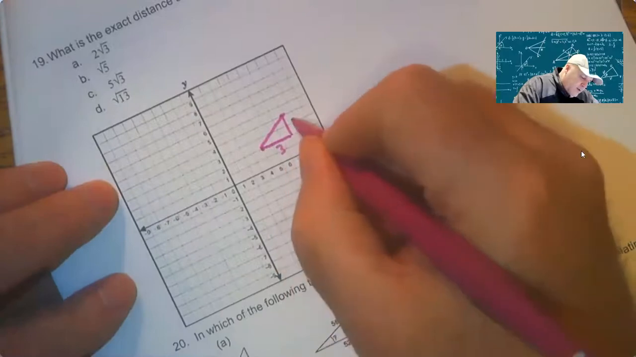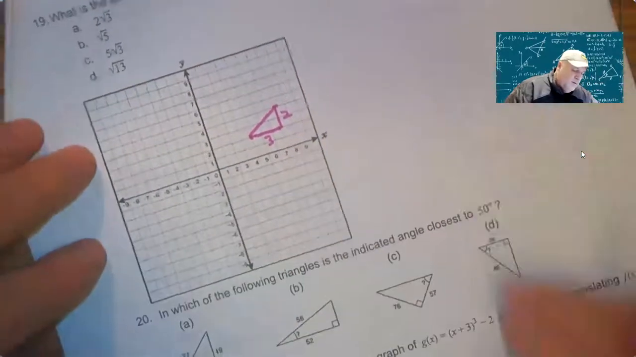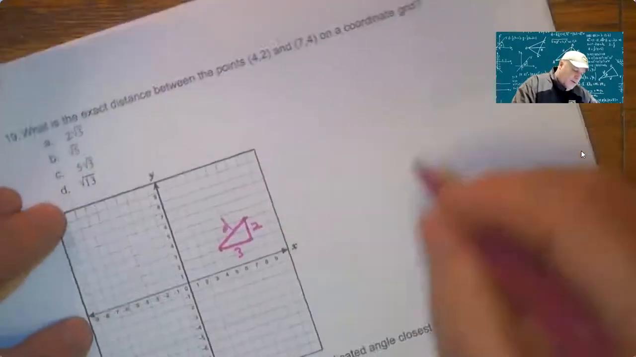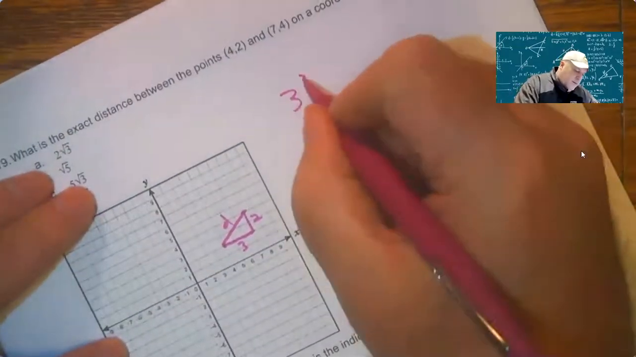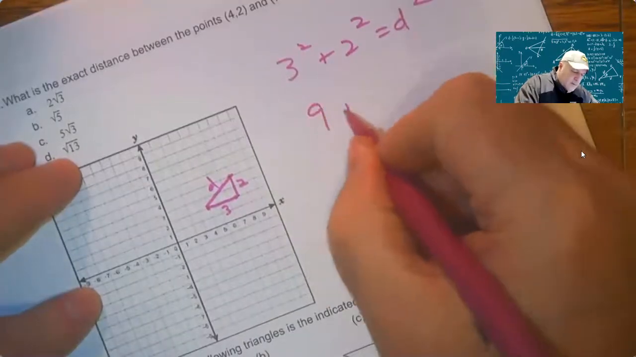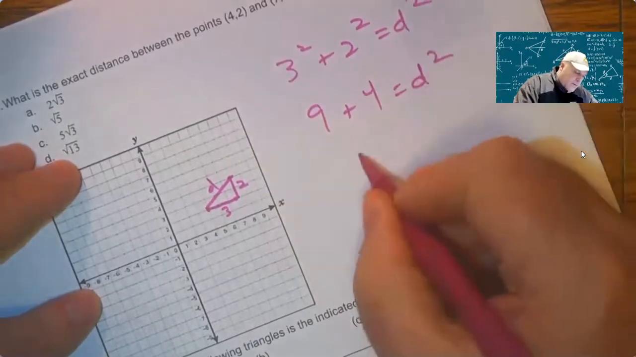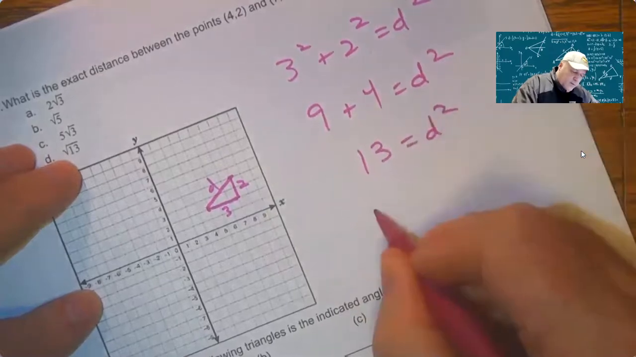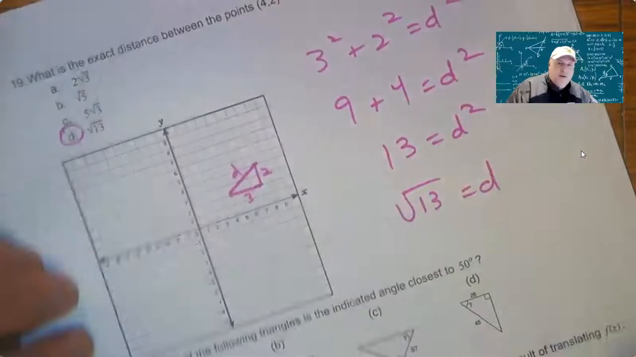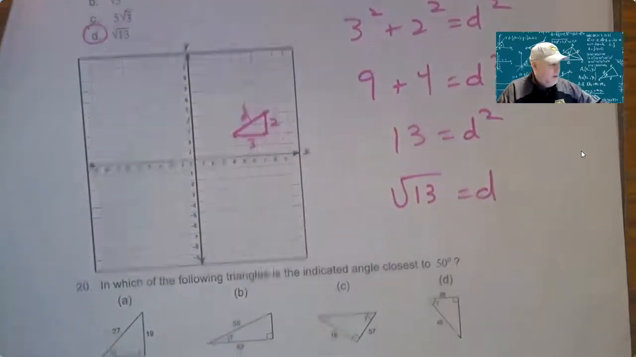So 3 and 2 are the sides in that, and so this is the distance. So 3 squared plus 2 squared equals d squared. So 13 is d squared, so square root of 13, or 13 to the 1/2 power, either way.